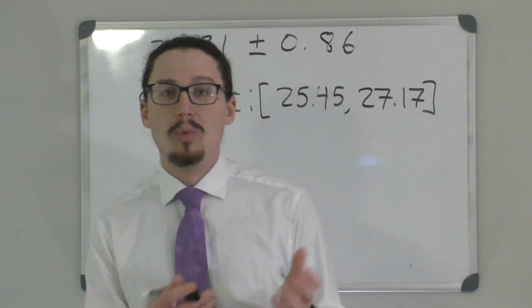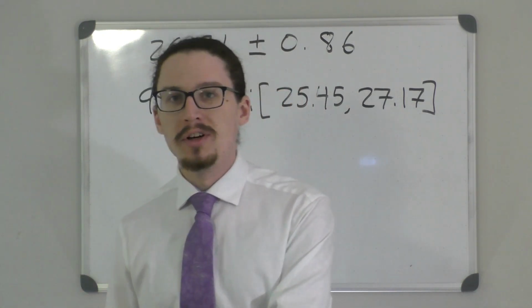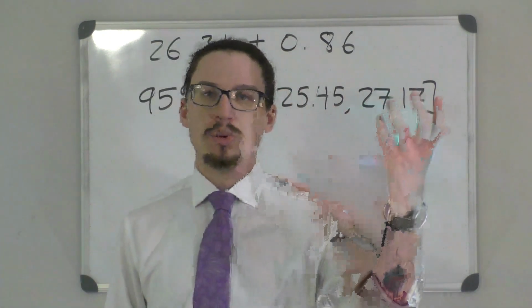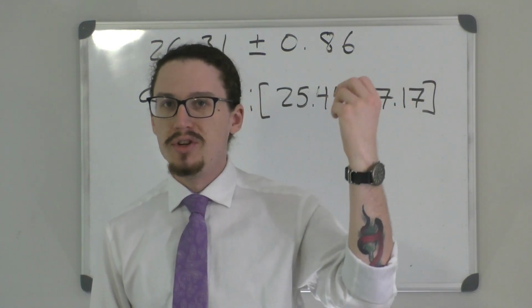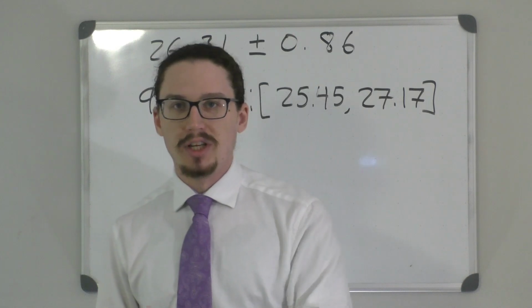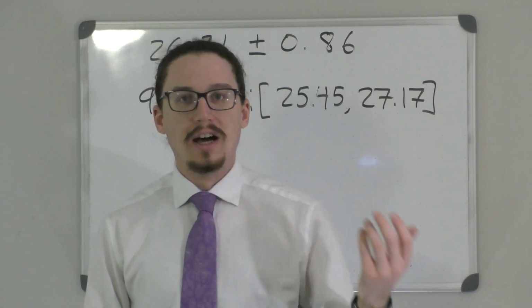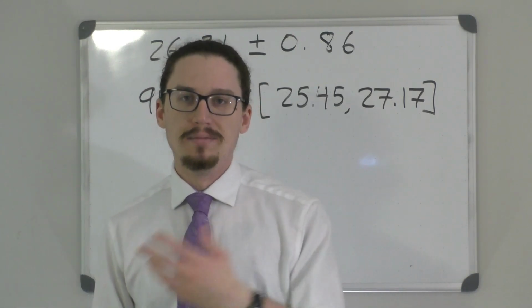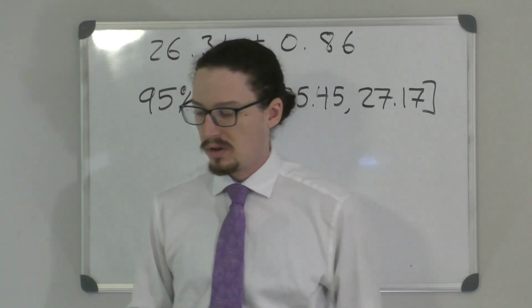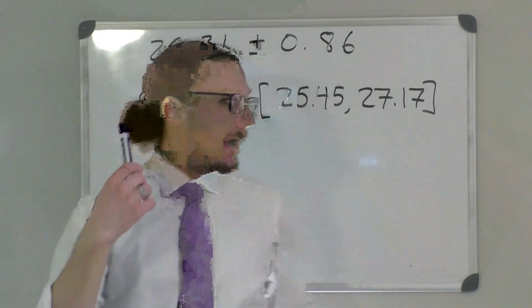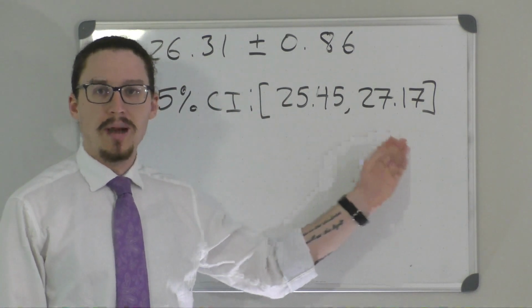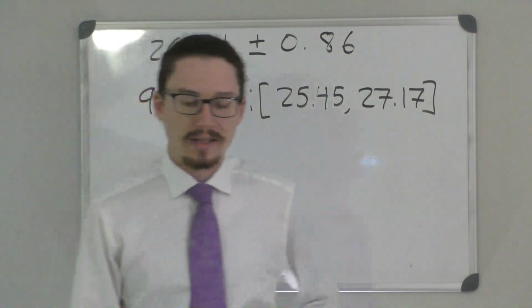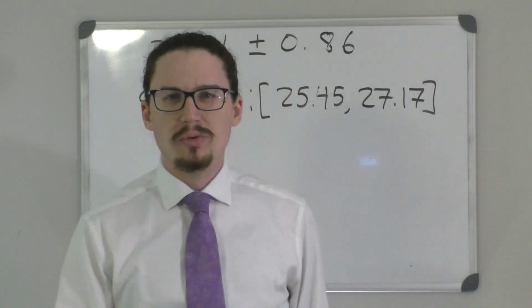In a general format, we could say I am 100 times (1 minus alpha) % confident, so whatever your confidence level was. If it was a 99% confidence interval, you'd say I'm 99% confident. If it was 95, I'm 95% confident, 90% confident, and so on, that the population mean is between the lower bound and the upper bound. So that is how we would say that.